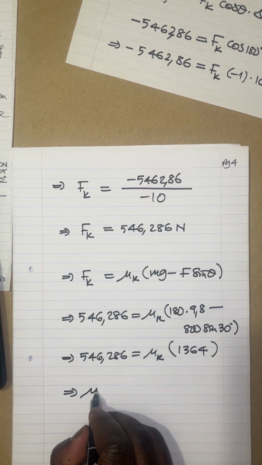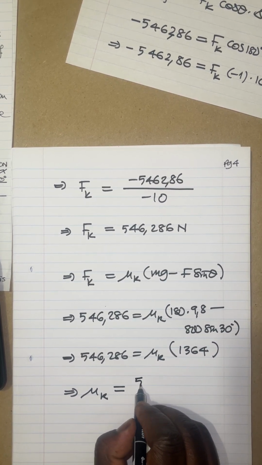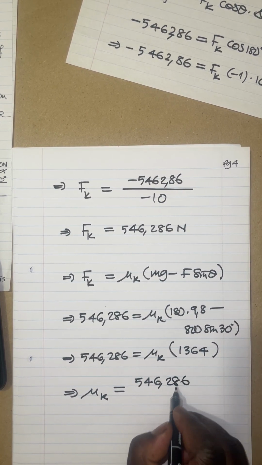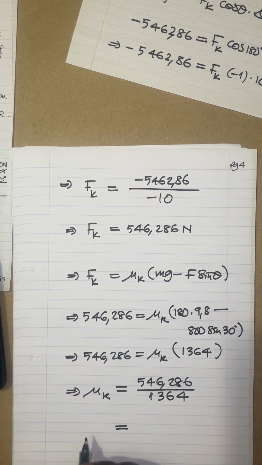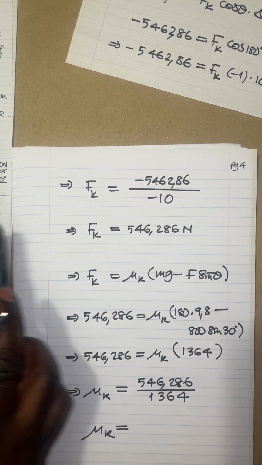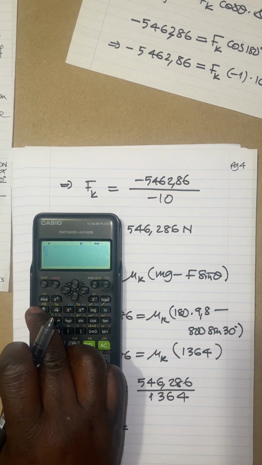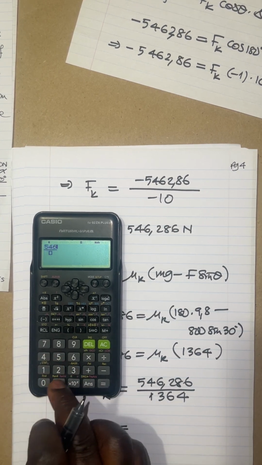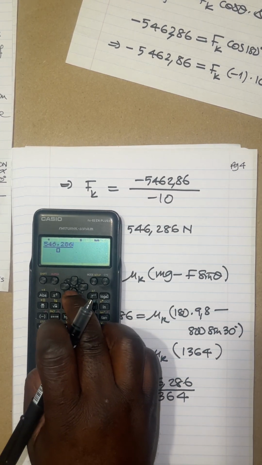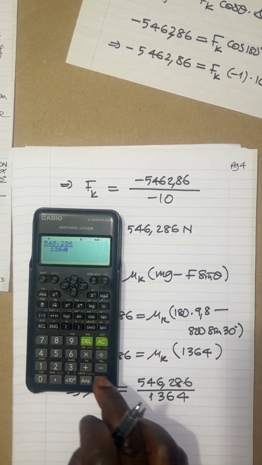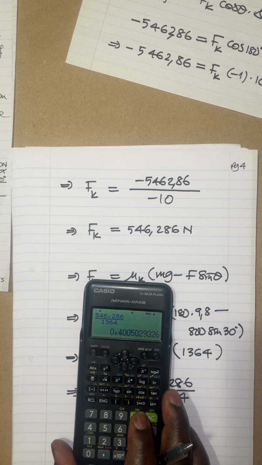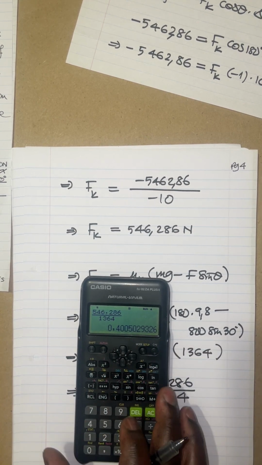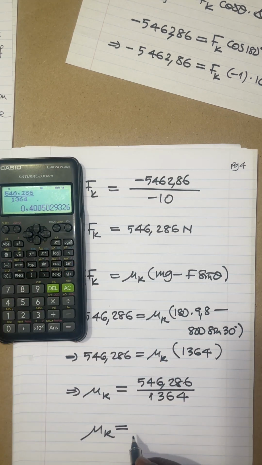And so we can work out the value of mu k from here. This means that mu k is going to be equal to 546.286 all over 1364. Working this out on the calculator. Here we go. 546.286 divided by that number, 1364. My calculator says 0.4005, and so on. That last part is because numbers are being rounded off here, but otherwise our answer is 0.4, which is exactly what they wanted us to show.